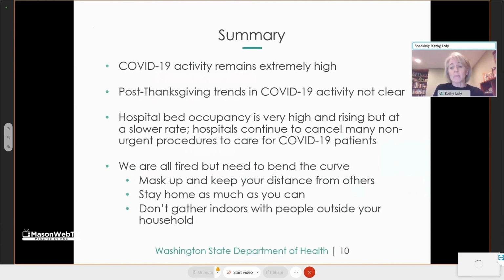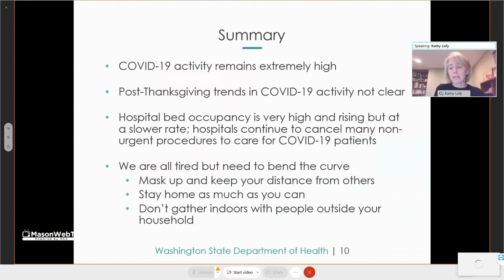As John mentioned, hospitals are continuing to cancel many non-urgent procedures because they need to cancel these procedures so that they have staff that can take care of COVID patients rather than post-operative patients.